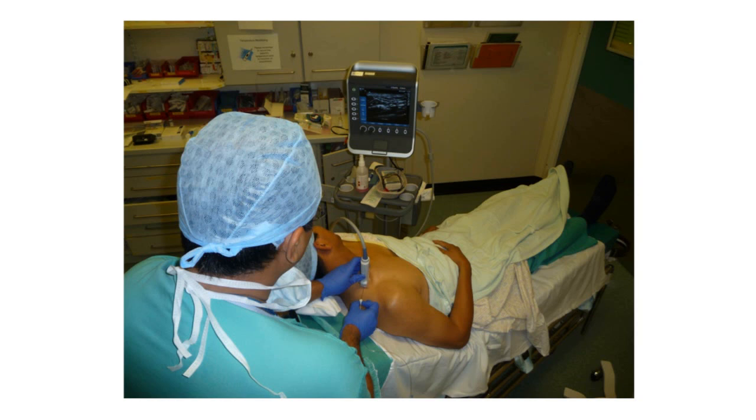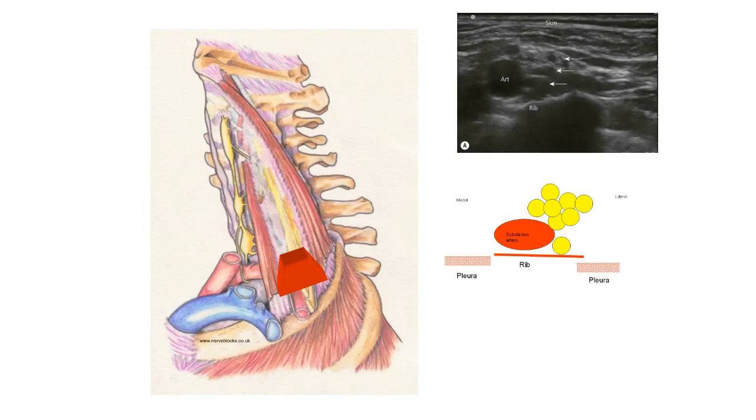My aim is to position my probe over the subclavian artery so that I get a good cross-sectional view of the subclavian artery, and the trunks and the divisions of the brachial plexus are lying posterolateral to the subclavian artery. So that's the artery, first rib over here, brachial plexus, pleura underneath. Needle is inserted in plane.